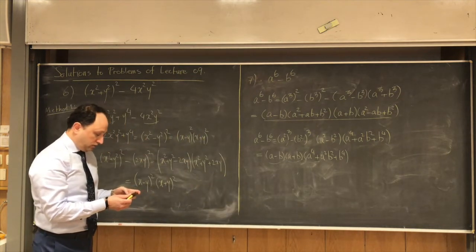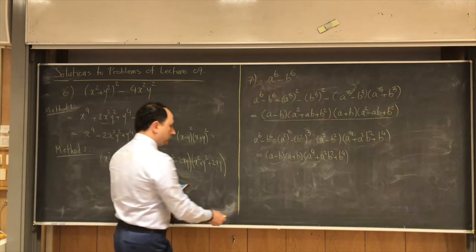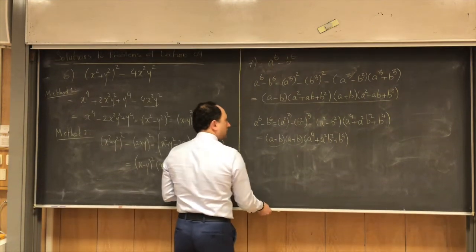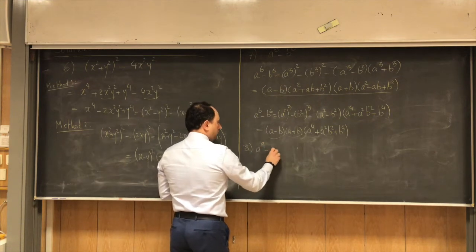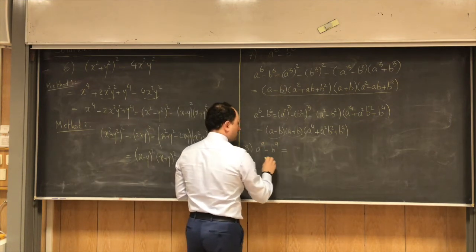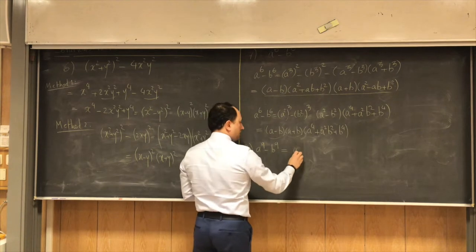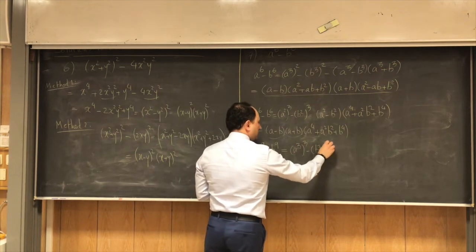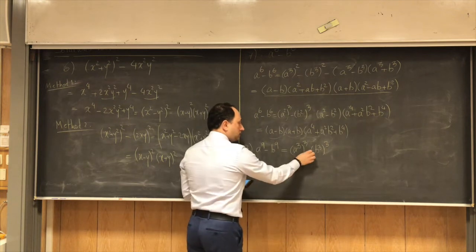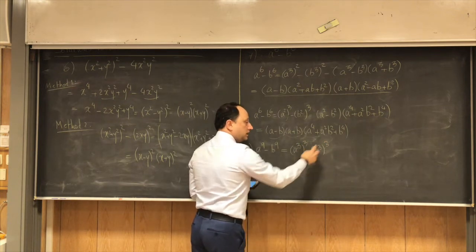So let me go to number 8. Number 8 is a to the 9 minus b to the 9. Okay, so here there is no matter of confusion. There is only one way to write this. This is (a to the 3) minus (b to the 3), all to the 3. But this is the difference of two complete cubes.